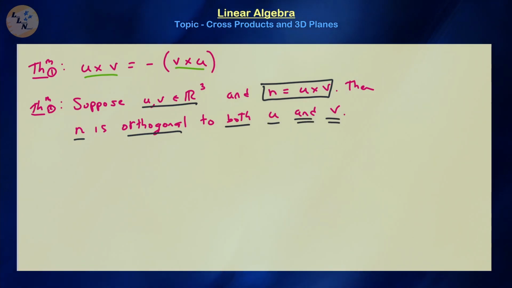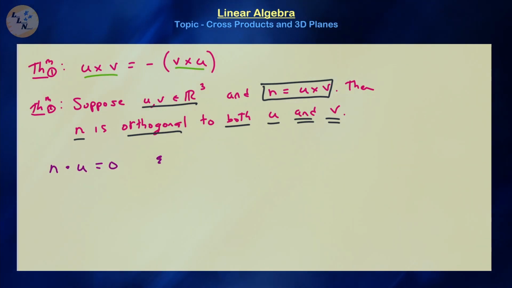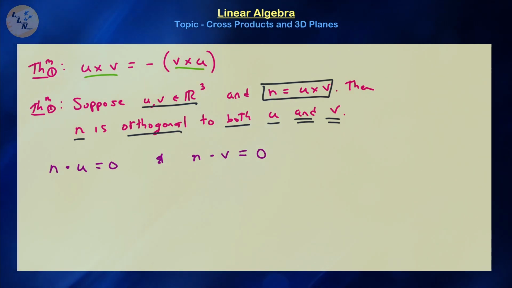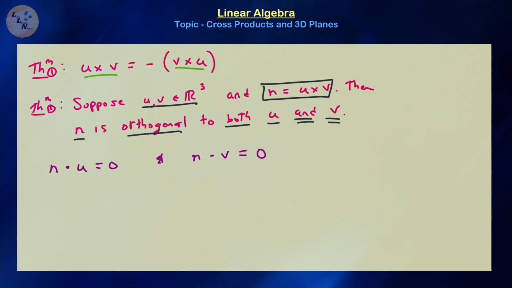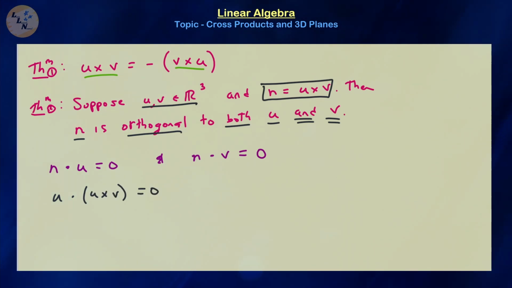So what does that mean? That means n dot product with u is equal to 0, and n dot product with v is also equal to 0, even if n and u are both not equal to the 0 vector, because that would be a trivial situation. In particular, if you have u dot product with the cross product n, which is just going to be u cross v, that's going to be equal to 0.